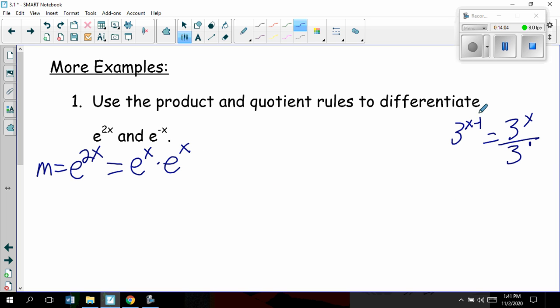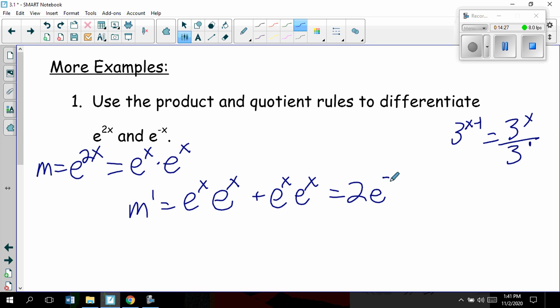So this, I had the same idea that I had to break up my exponent. In this case, I wanted to break up a 2x as x plus x. Okay, so now m prime, derivative of e to the x is e to the x times the second, which is e to the x, plus the first as is, times the derivative of the second. And then that's it for your product rule. Now, if you notice, you have 2e to the 2x. So the derivative of e to the 2x is 2e to the 2x.